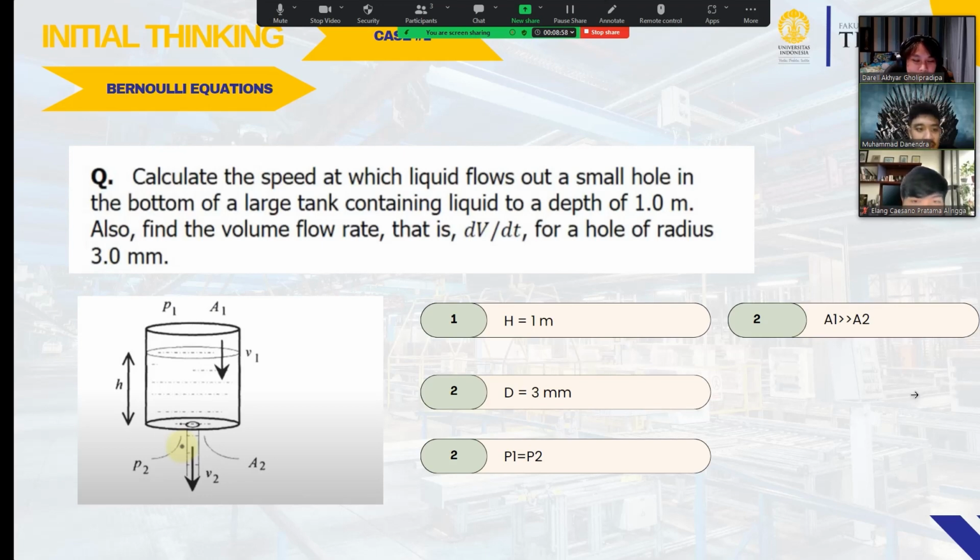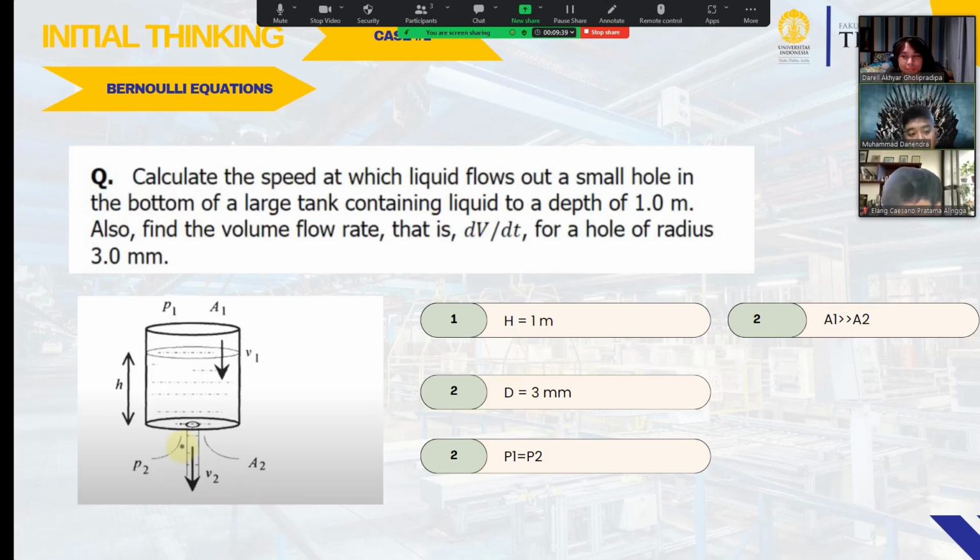The first case is about the Bernoulli equation. The question here is: calculate the speed at which liquid flows out of a small hole in the bottom of a large tank containing liquid to a depth of 1 meter. Also find the volume rate, that is, derivative of volume divided by derivative of time, for a hole of radius 3 millimeters. So here you see a tank in the shape of a tube, and here you can apply the Bernoulli equation.